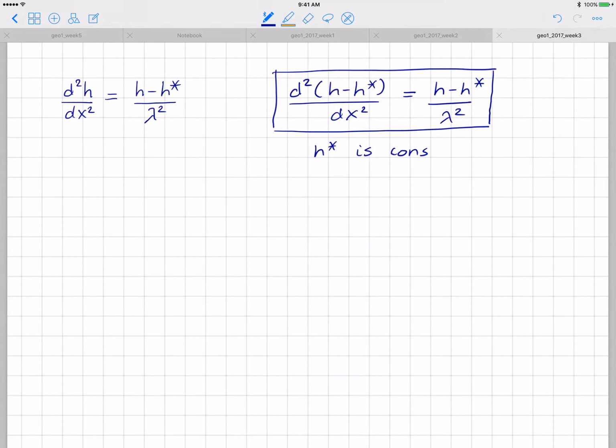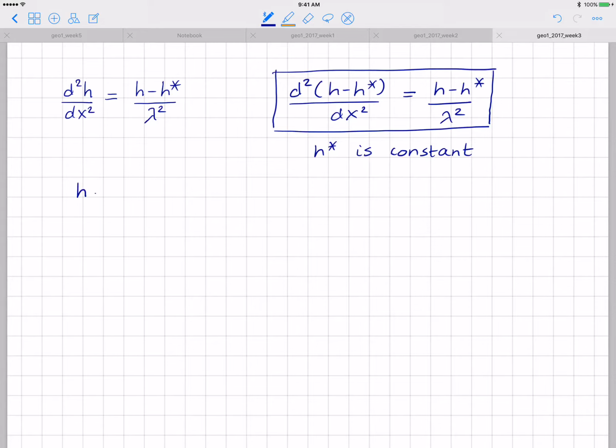This differential equation actually has a name. It's called the modified Helmholtz equation. And we can solve it. Let's first try to find a general solution to this differential equation. The differential equation isn't so bad, because what we see is that the second derivative of h minus h star is equal to h minus h star itself divided by a factor, lambda squared. So what function do we know that if you take the second derivative, you get the function back, maybe times a constant? I think that would be an exponential function.